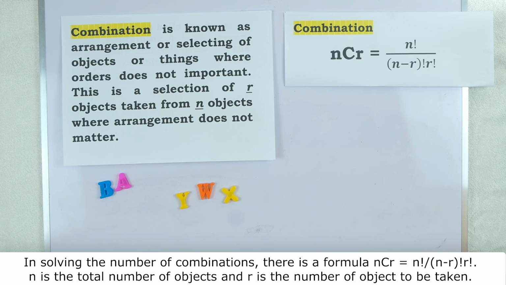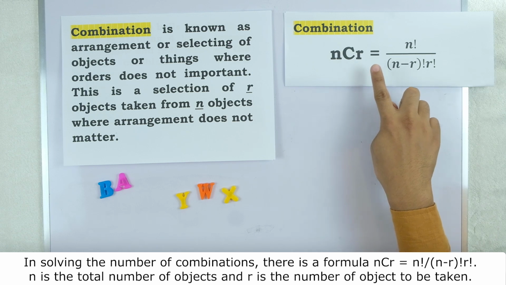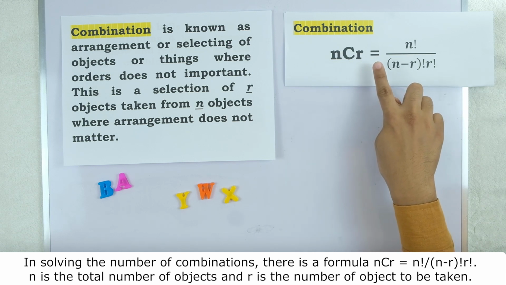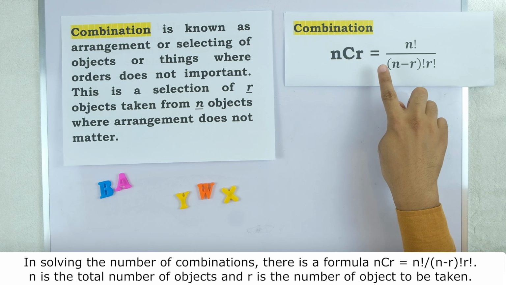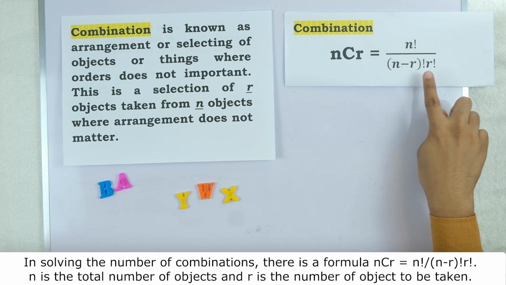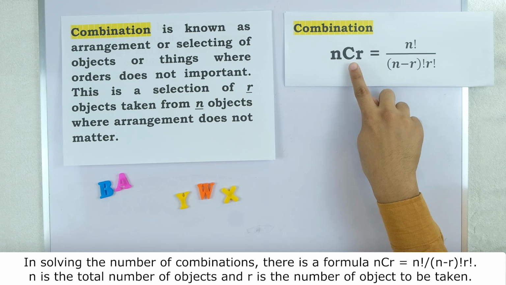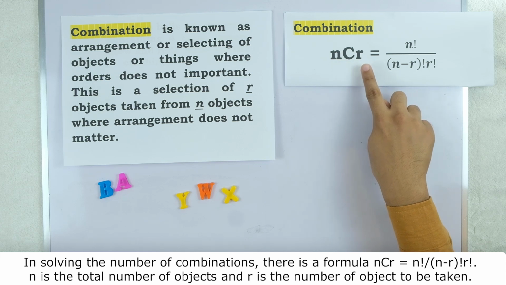In solving the number of combinations, there is a formula, N choose R. N choose R is equal to N factorial over N minus R factorial times R factorial. N is the total number of objects and R is the number of objects to be taken.